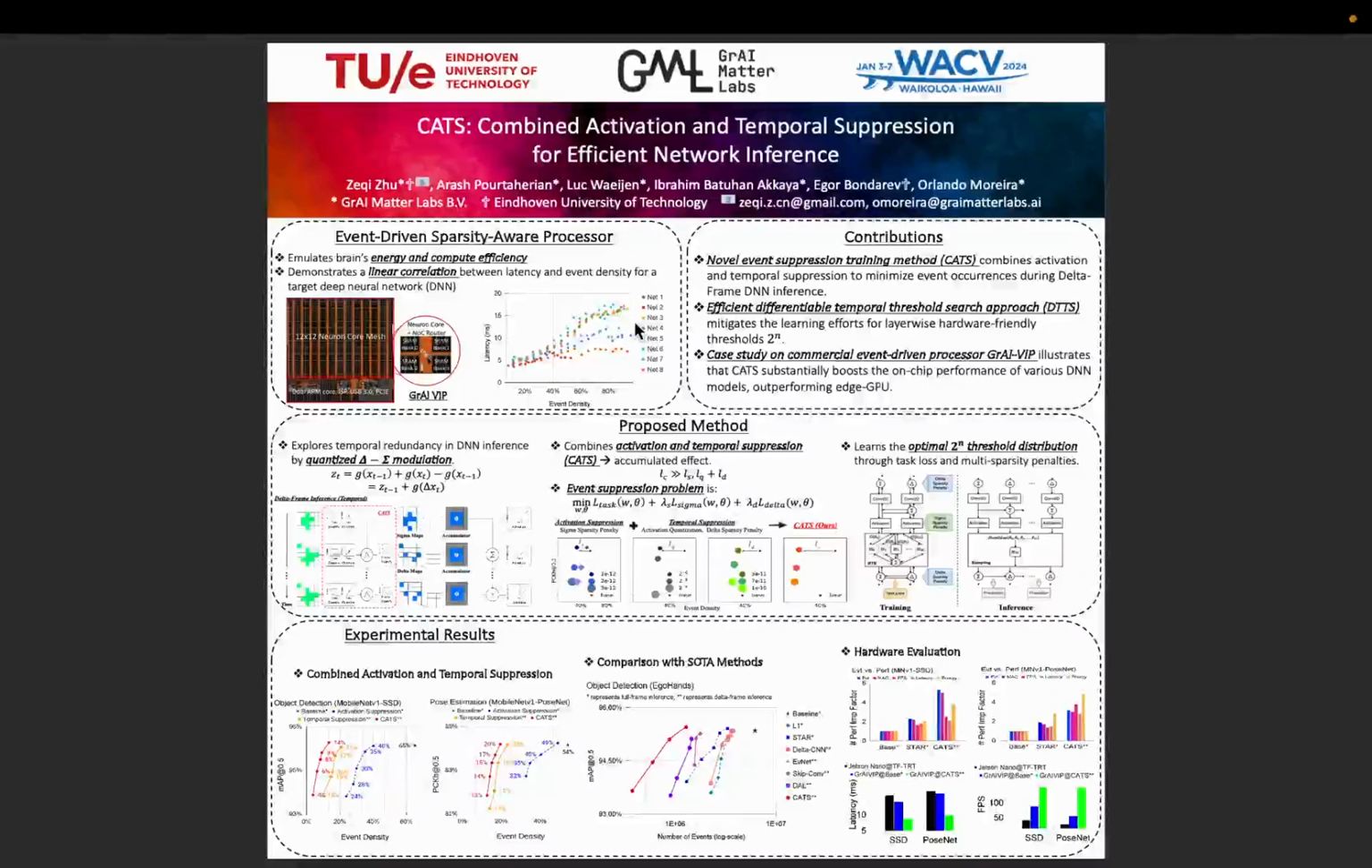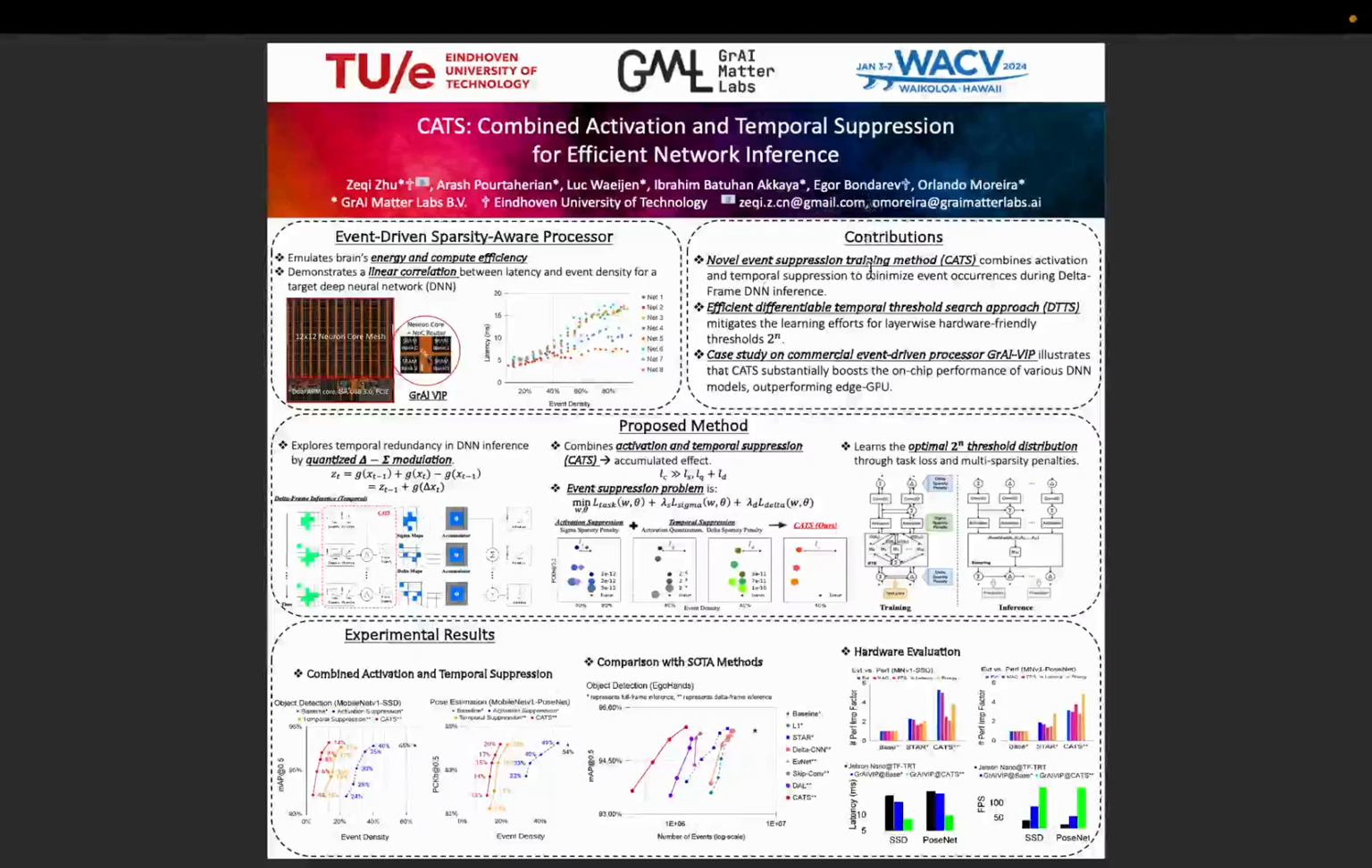Therefore, the primary goal of this paper is to propose a method that induces more zeros in event maps, meaning activation maps or delta maps, so that the network achieves a proportional performance gain on the chip.